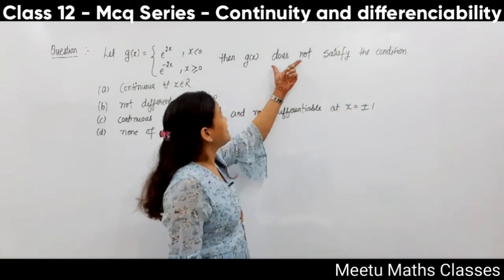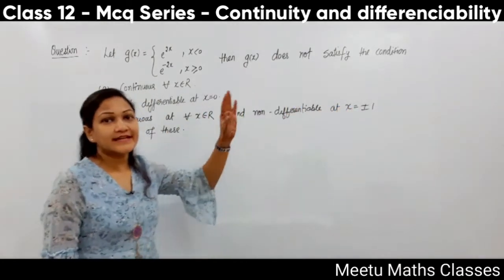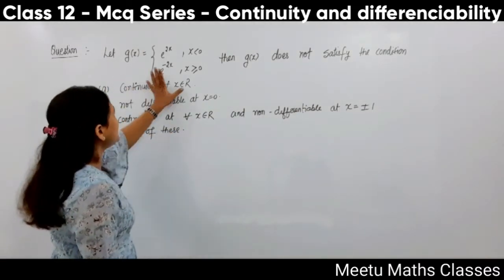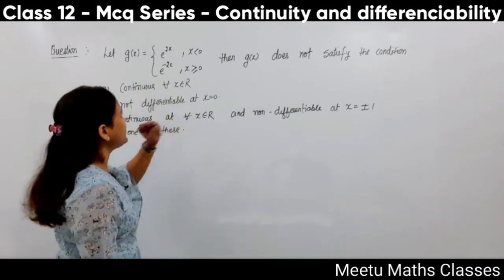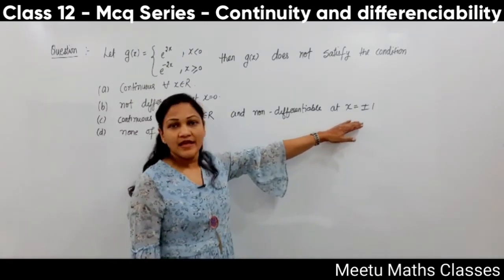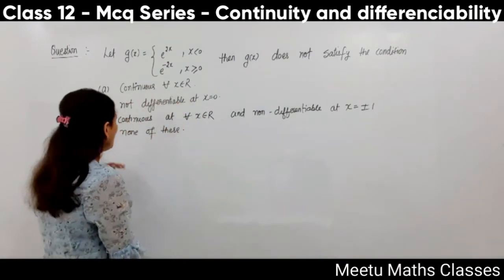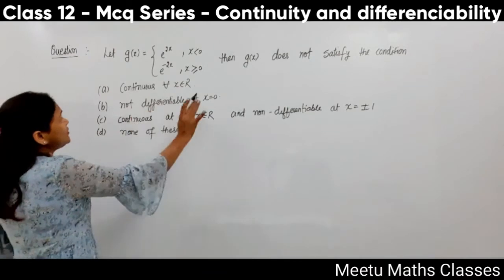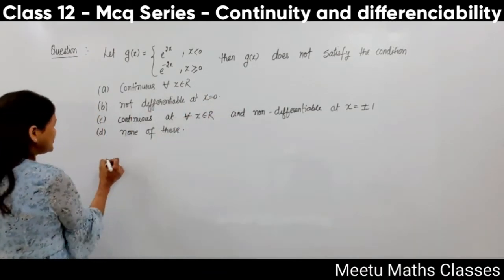आपको बताना है कि g(x) कौन सी condition satisfy नहीं कर रहा है. Whether it is not continuous for all x, not differentiable at x equals 0, continuous for all x but non-differentiable at x equals 1 and minus 1, or none of these. तो सबसे पहले आपको continuity और differentiability चेक करनी है इस function की.